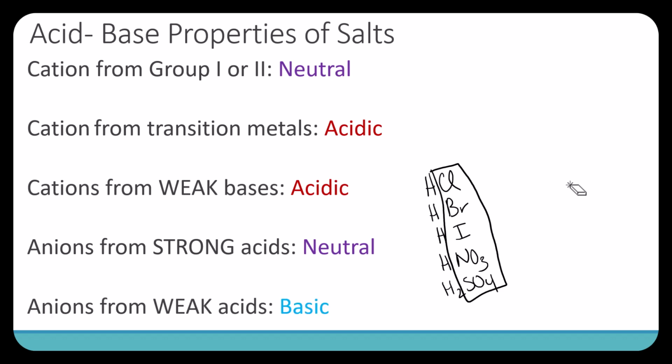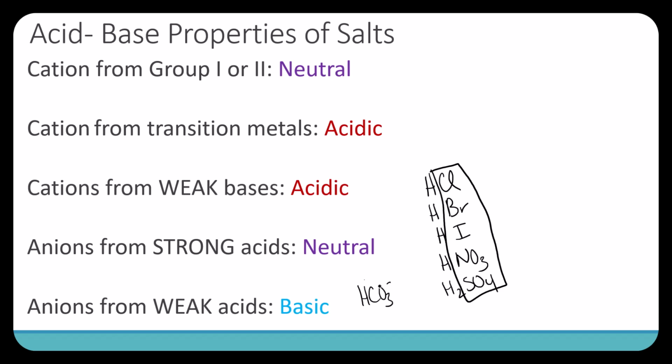So if it's an anion from a weak acid, so if it is not one of these 5, if it's anything else and it's negatively charged, it will have a basic effect on the solution. So the example that we saw before, remember, was the HCO3. So that is not one of the big 5. So it's from a weak acid, and it would have a basic effect in solution.